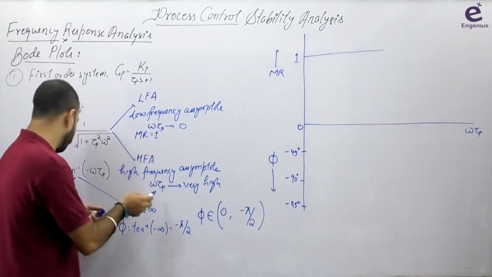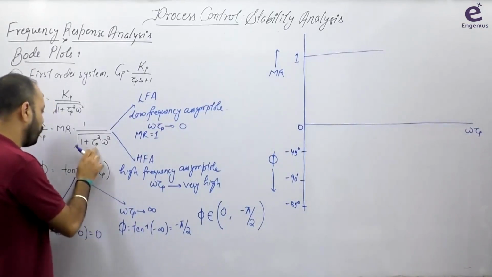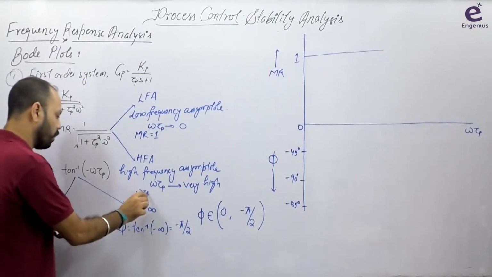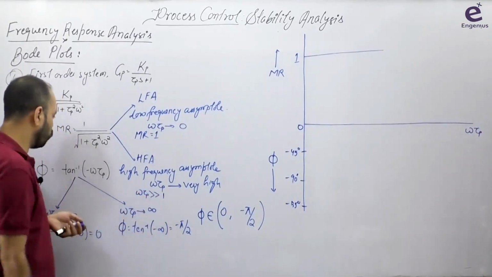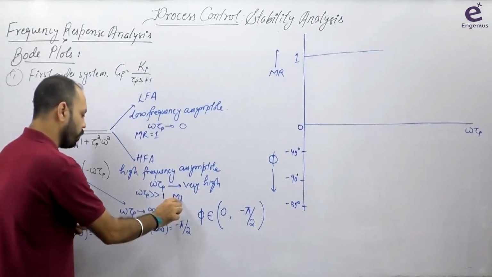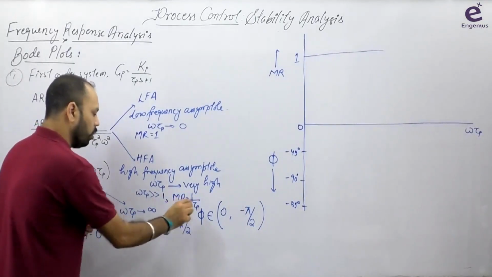Let's talk about this one. HFA, omega tau p is very, very high. If omega tau p is very, very high, I can say that omega tau p is much greater than 1. In this case, Mr becomes equal to, please write carefully, 1 by omega tau p.